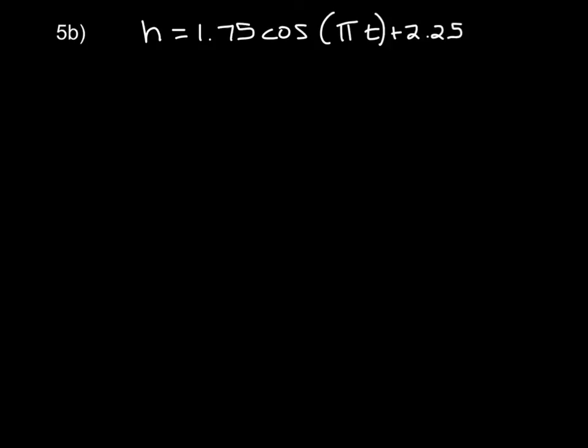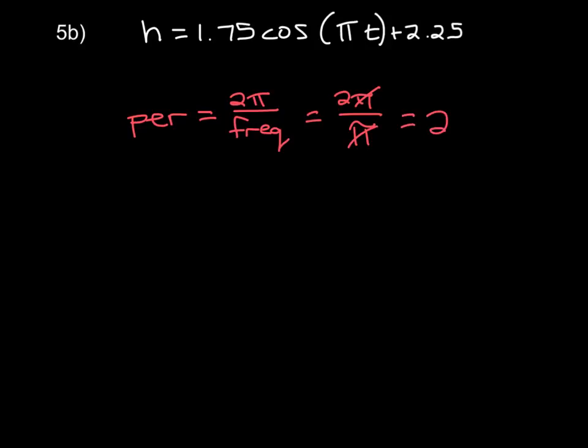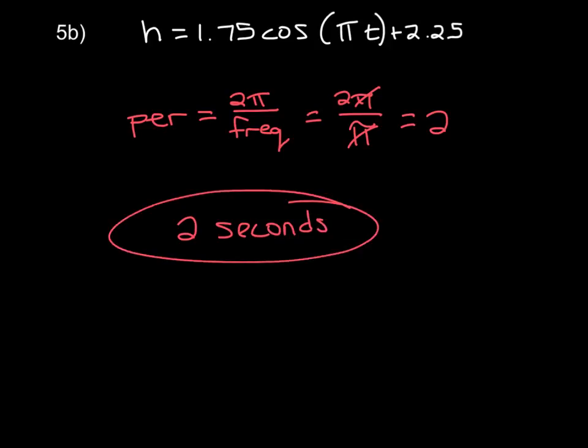5b asks how much time does it take for the yo-yo to return to the maximum height for the first time. So they really just want to know how long it takes to complete one cycle. And that's really the definition of the period. So what we're looking for is our period. We know the period formula is equal to 2 pi over our frequency. So that's equal to 2 pi over, well, the frequency in our equation is right here. It's equal to pi. So let's replace frequency with pi. And the pi on top cancels with the pi on the bottom, so it leaves us with 2. So it takes 2 seconds, that's our unit, for the yo-yo to return to its maximum height for the first time.